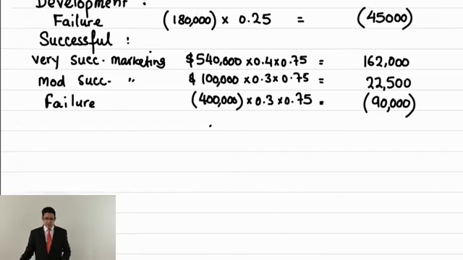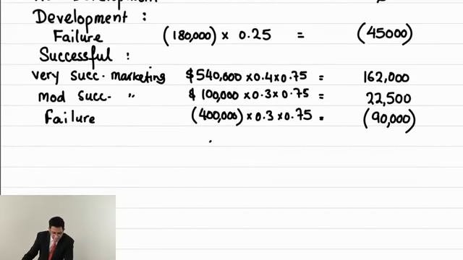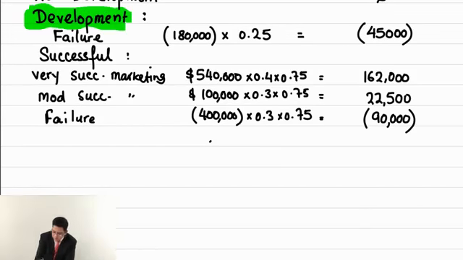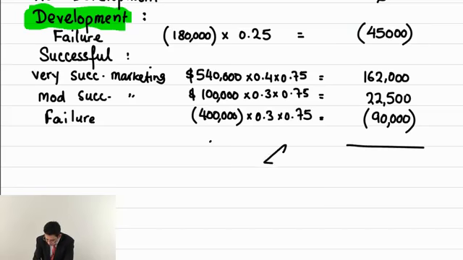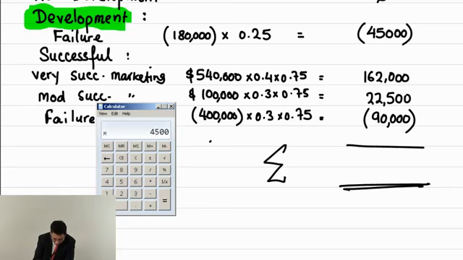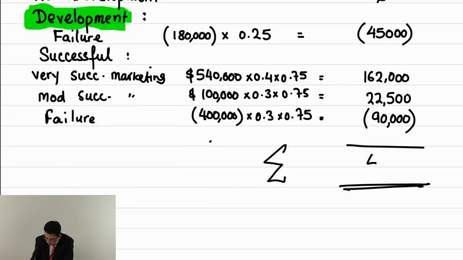Now here is the sigma. If we develop the product, can you see there are some risks as well as some hopes? And that's the meaning of weighted average or summation. Let's add them together. 45,000 negative plus 162,000 plus 22,500 and minus 90,000, and it comes to 49,500.